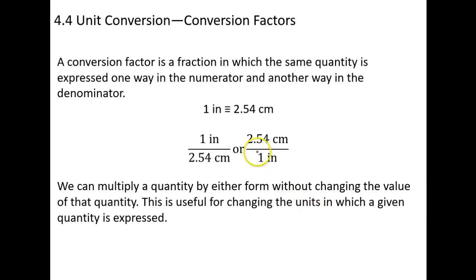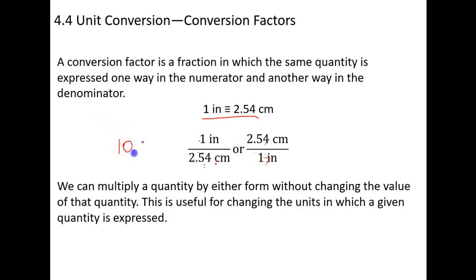So they're kind of showing you what a conversion factor is. They're saying that 1 inch equals 2.54 centimeters. So they're saying you can write it either way, either 1 inch over 2.54 or 2.54 over 1 inch. How do you know which direction to use? Depends on your given quantity.